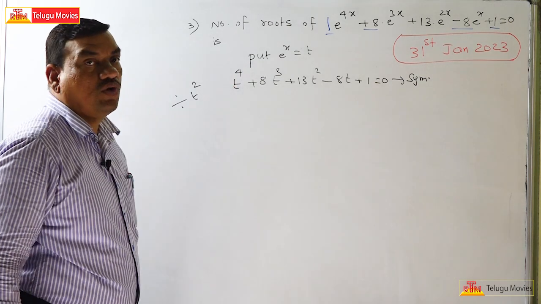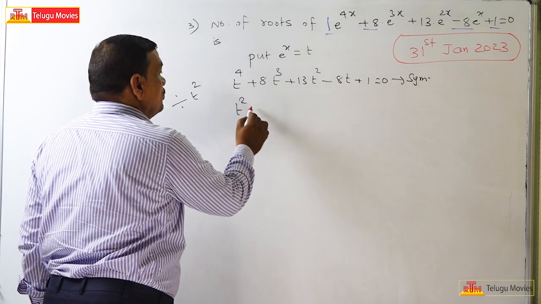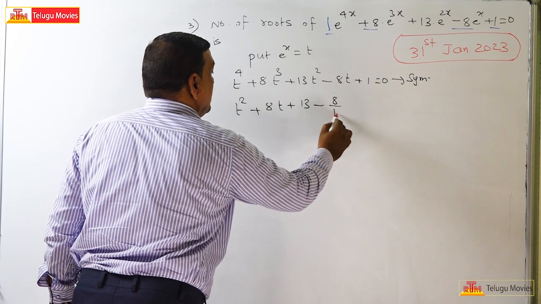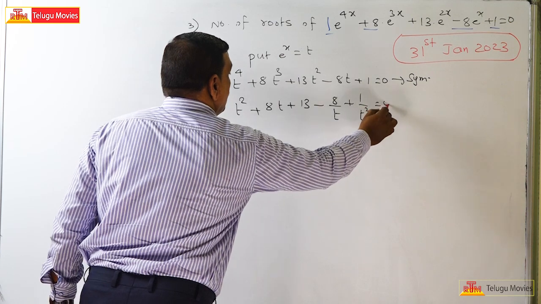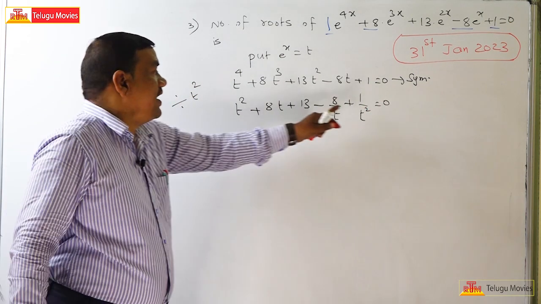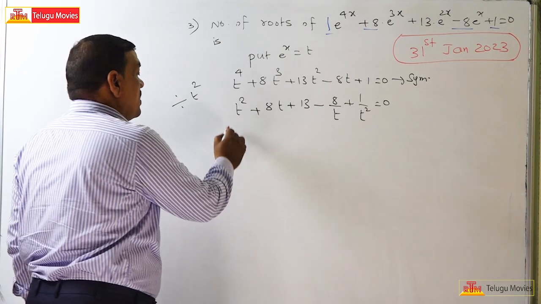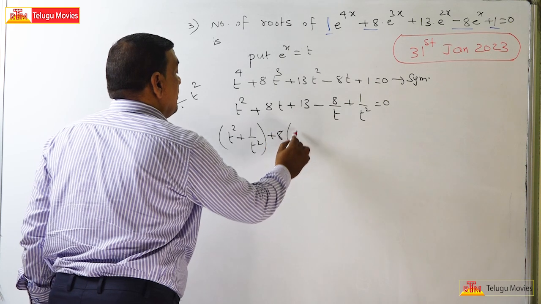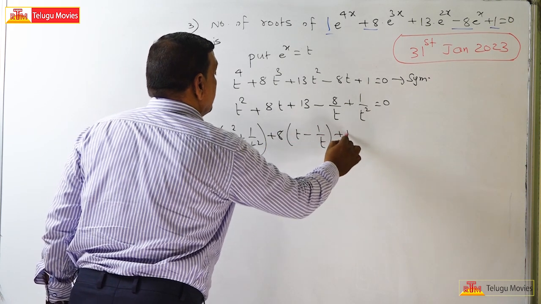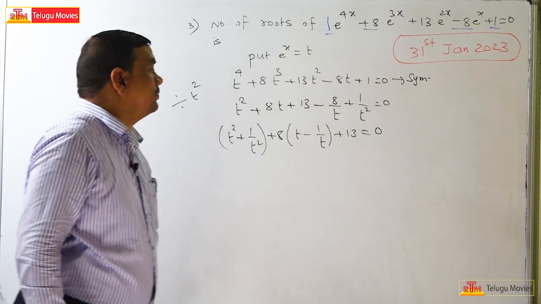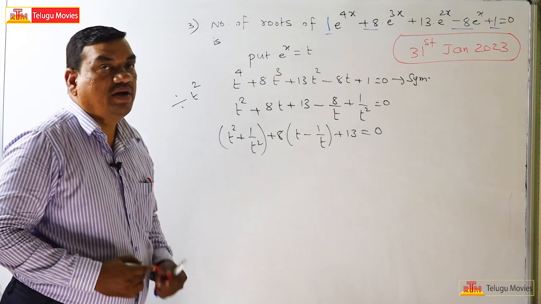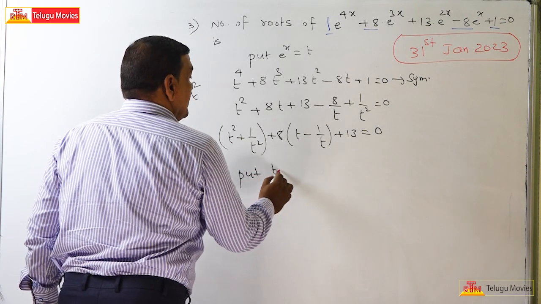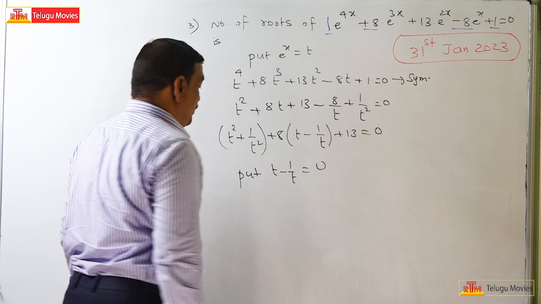So t to the power of 4 by t square is equal to t square, so this is t square plus 8t plus 13 minus 8 by t plus 1 by t square is equal to 0. So t square plus 1 by t square, put it on one side, and take 8 common outside: 8 times t minus 1 by t, plus 13 is equal to 0. So see here, put again one substitution: t minus 1 by t is equal to some u.